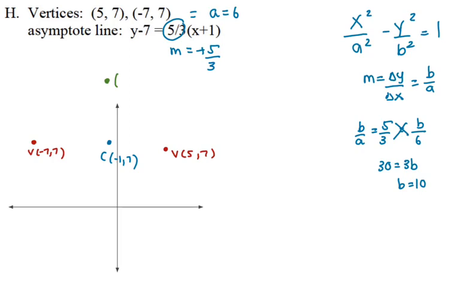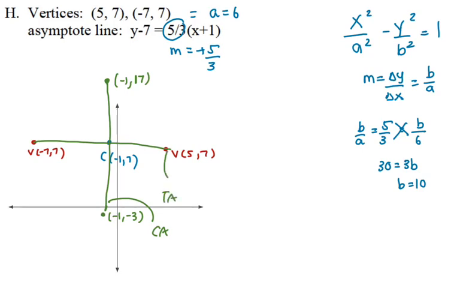Up and down 10, that means -1, 17 and this is -1, -3. That is our conjugate axis. Okay, what connects the two vertices? That is our transverse axis.